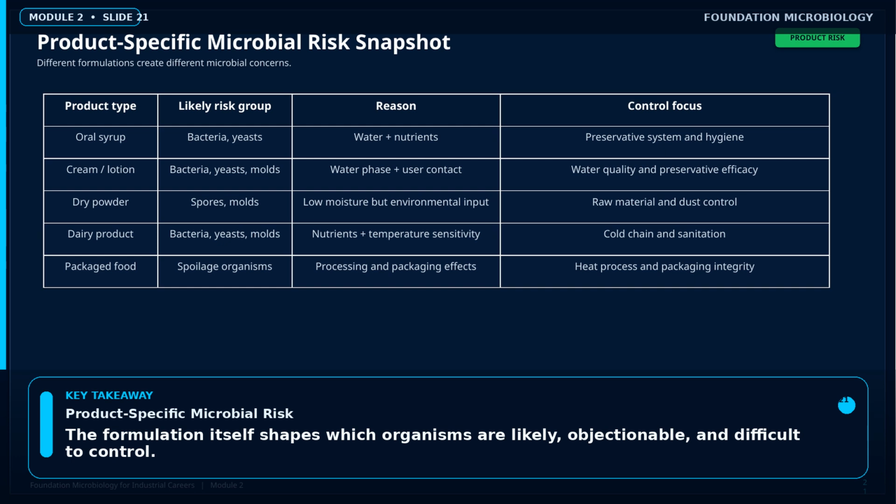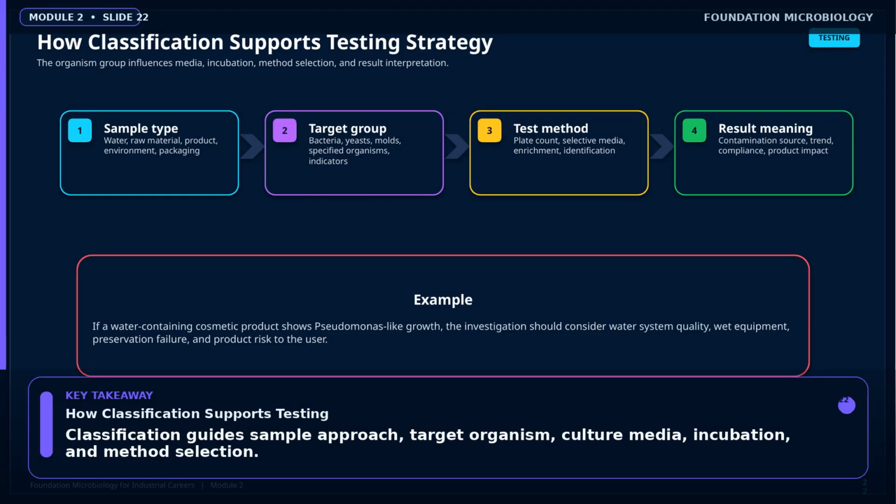Water-containing products such as oral syrups, lotions, and creams often require strong attention to bacteria, yeasts, molds, water quality, hygiene, and preservative effectiveness, while dry powders may be more vulnerable to spores and environmental molds. Classification supports testing strategy by helping the laboratory choose the sample approach, target group, culture media, incubation conditions, enrichment steps, and identification method. For example, Pseudomonas-like growth in a water-containing cosmetic should trigger review of the water system, wet equipment, preservation system, and user-related product risk.